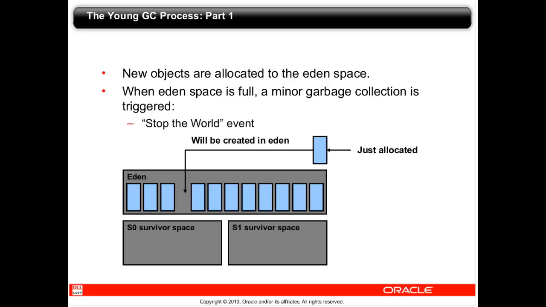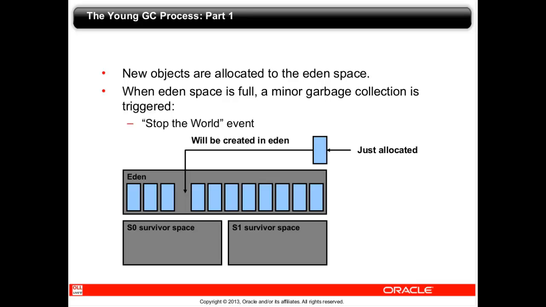Okay, so what I'm going to talk about next is the process of allocating and aging objects in the young generation area. This picture shows our three areas. At the top here we've got the Eden space, and then below we've got S0 and S1, our two survivor spaces.